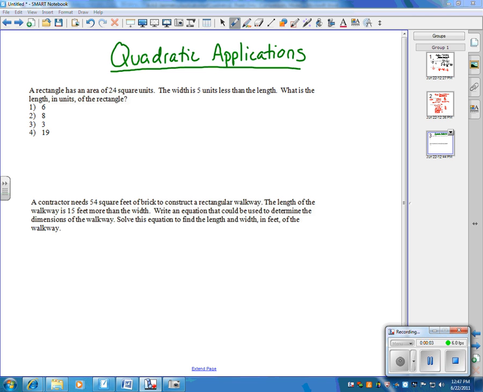Now, one of the toughest concepts that we might come across on the regions is quadratic applications, because they require you to create equations and variables. So we're going to look at a multiple choice and a short answer question.